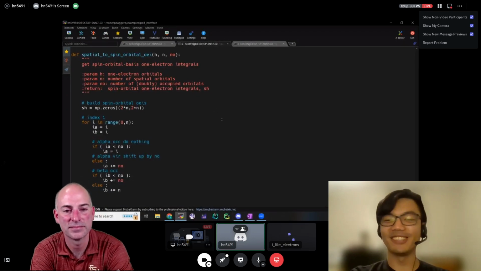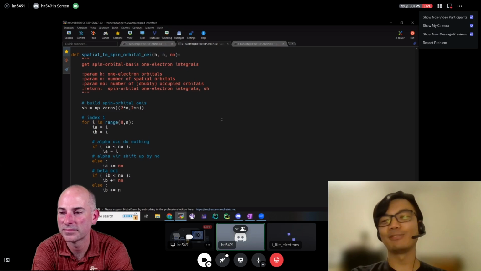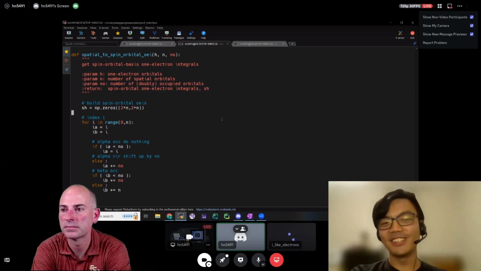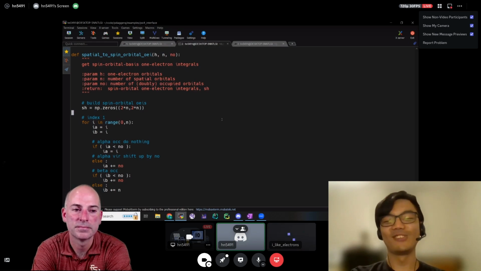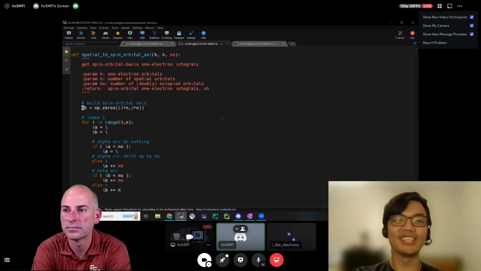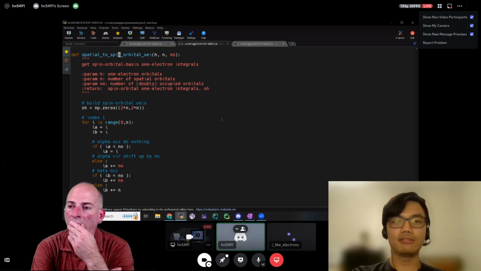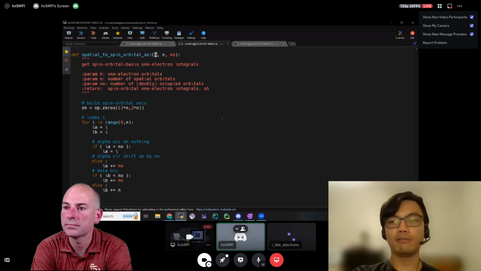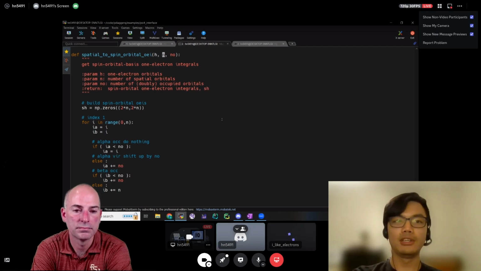Almost done with the open shell. Now we'll just run an example and then we will go to CRCC. Or at least I will generate the working equations for the CRCC, and we can try to build the driver and see if it actually works. Anyway, so now you can see here that in the original function, when we are getting the one electron integrals in terms of spin orbitals, you only need to fit in the one electron integral in MO basis, the number of spatial orbitals, and the number of occupied orbitals.